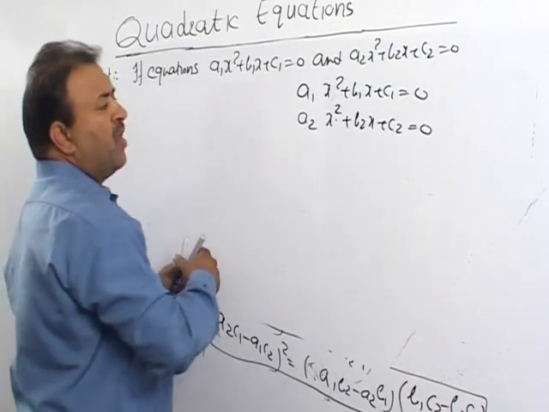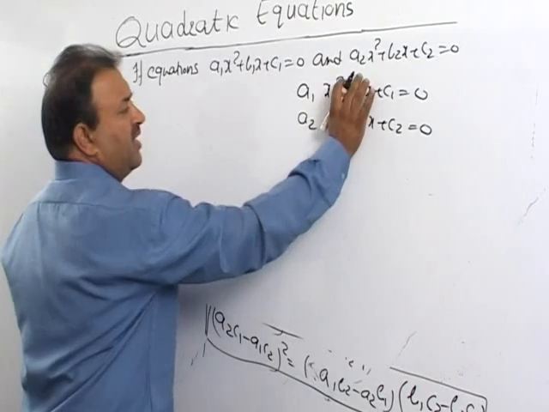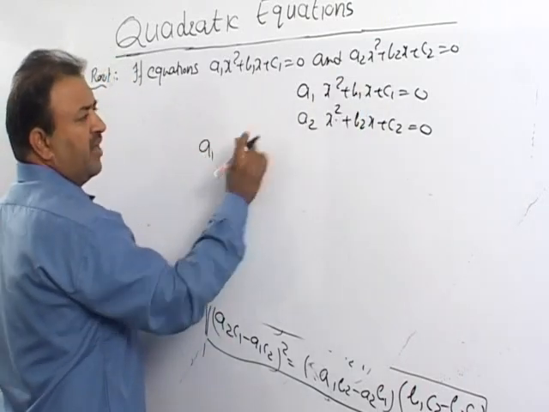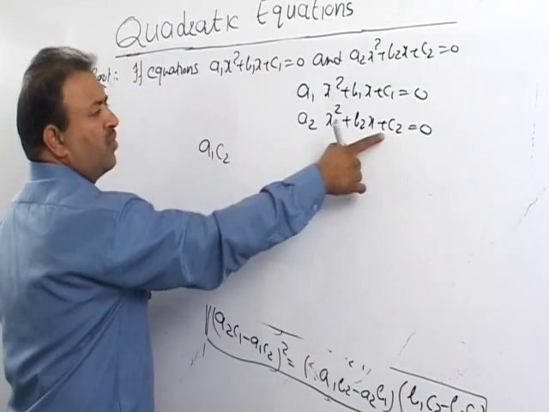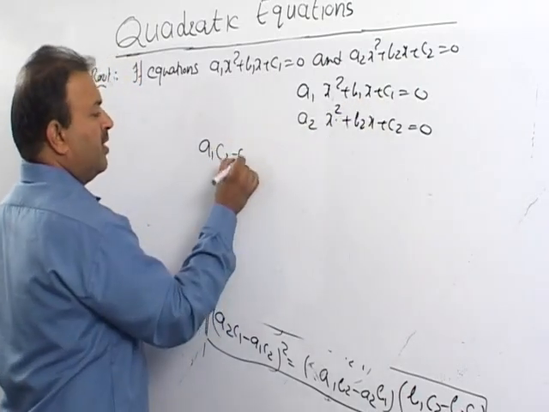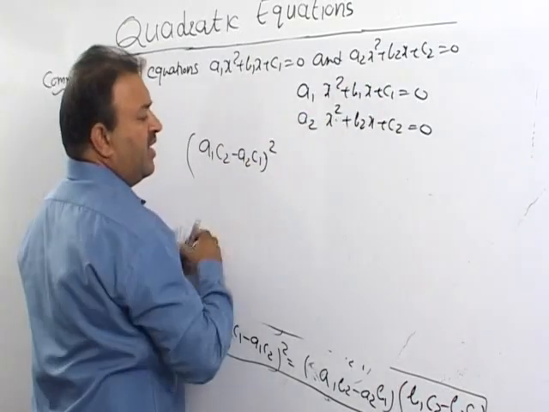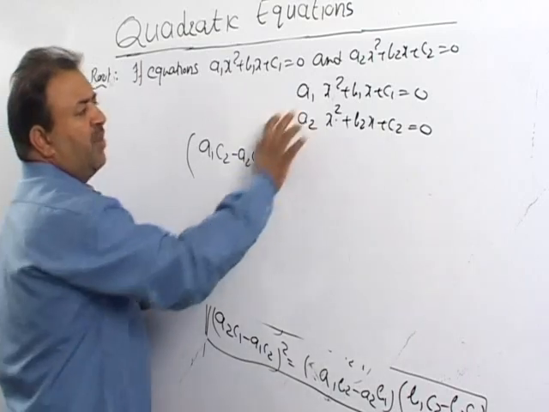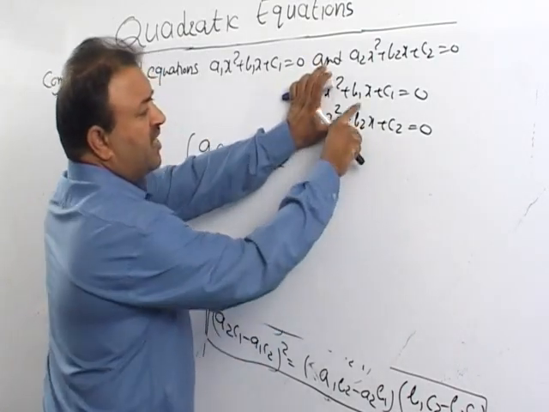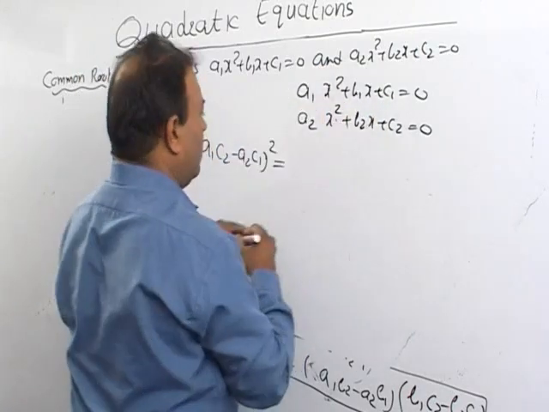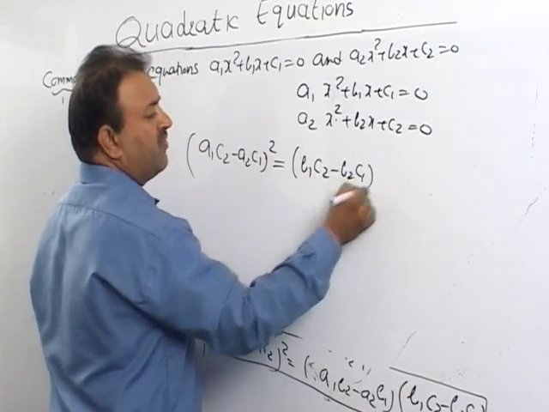How? First of all, we keep a finger over the middle term. We get A1 C2 minus A2 C1, the whole square. Then keep your hand over the first term, and we are left with B1 C2 minus B2 C1.